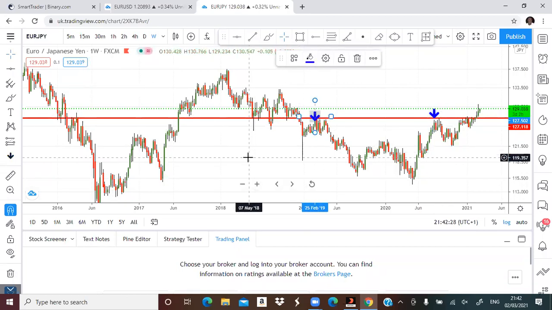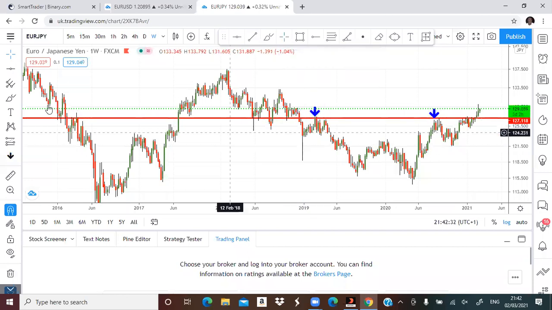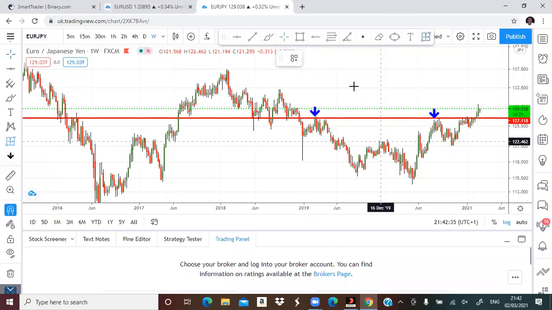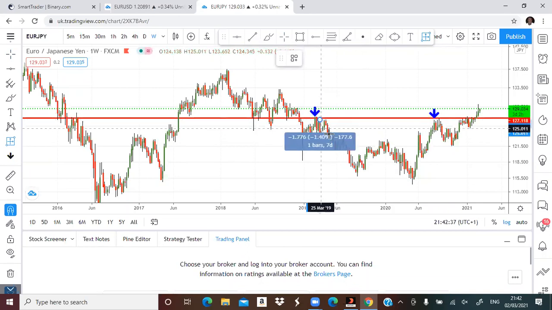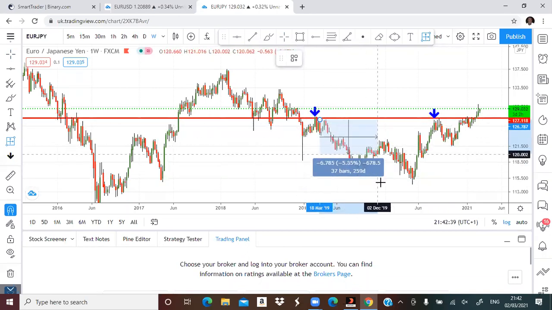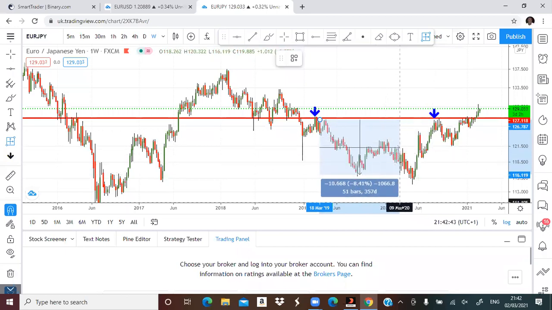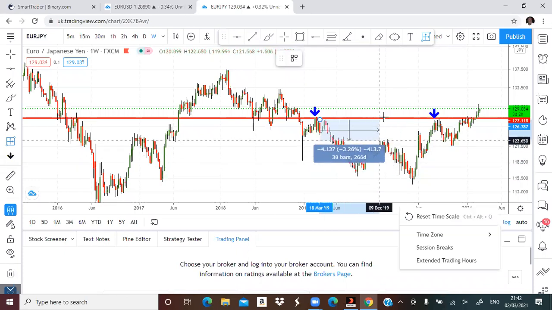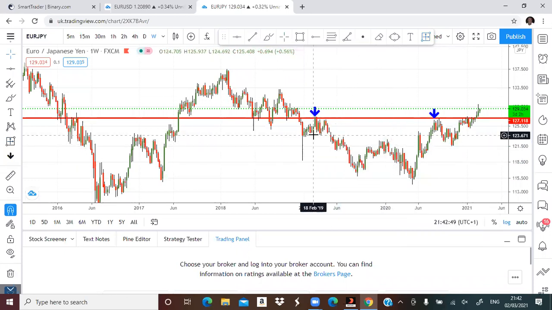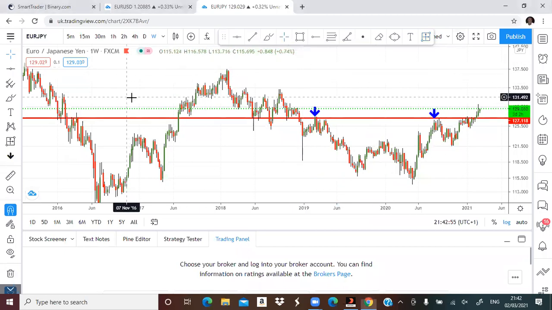Let me also see another one. Is this another zone? Does it look like a zone? The answer is yes. How do I know? Look at what price did. After price touched that zone, price fell about 1,066 pips. It means that it is a strong zone. Now, let's go further.